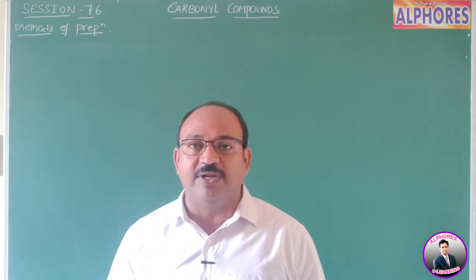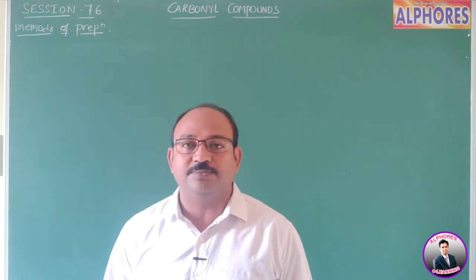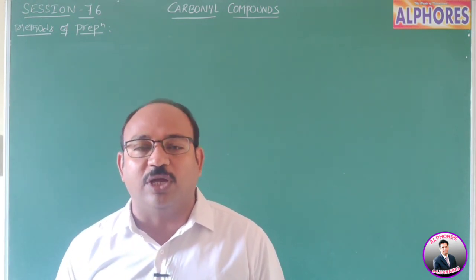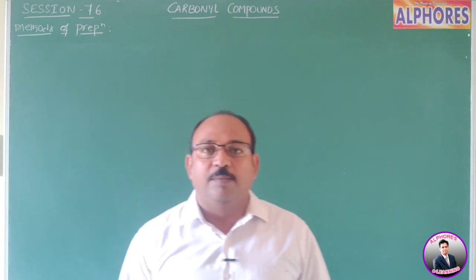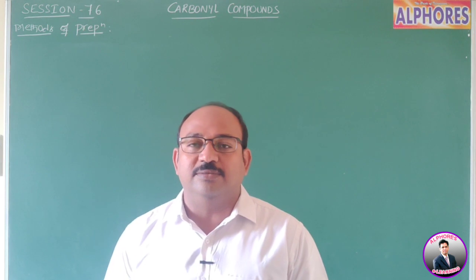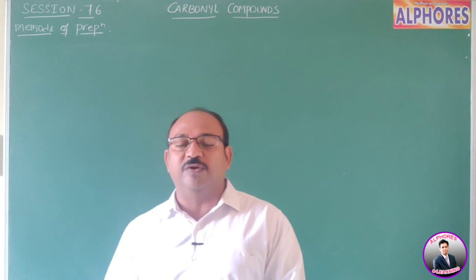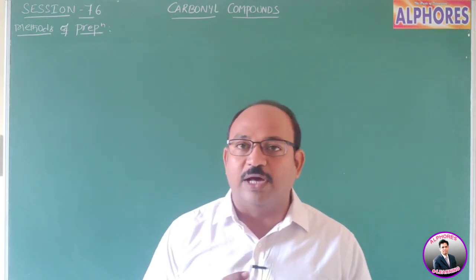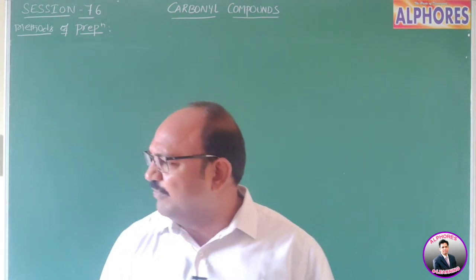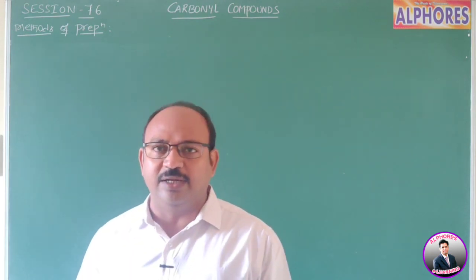This is session 76 and we are discussing methods of preparation of carbonyl compounds. In the previous method we learned a few methods of preparation of both aldehydes and ketones, particularly from calcium salts of carboxylic acid, the dry distillation method, and direct distillation of carboxylic acid. In which way we get formaldehyde, in which way we get other aldehydes, and in which case we get symmetrical and unsymmetrical ketones, all that we learned in detail.